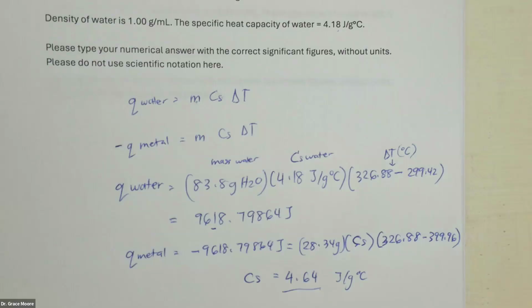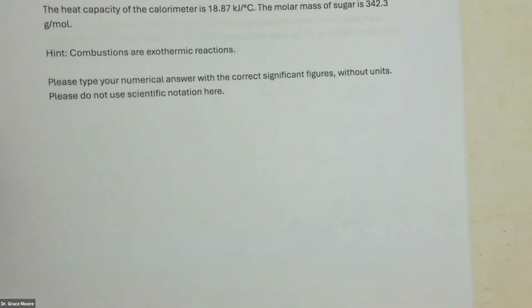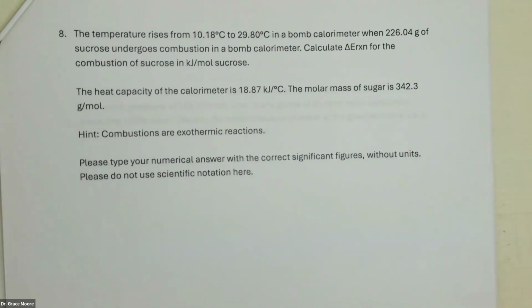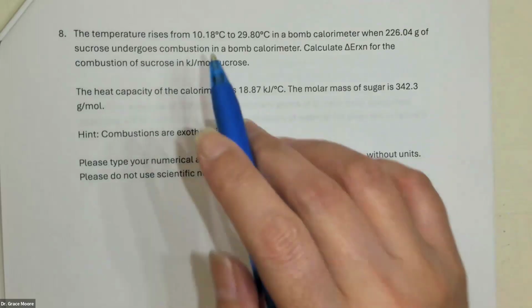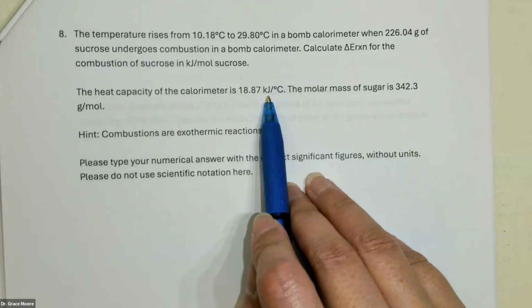All right, let's keep moving. Number 8. This is a bomb calorimeter question. Bomb calorimeter where they take sucrose and they burn it. And then the sucrose combustion is exothermic. So it will be a negative reaction heat. And then the bomb calorimeter absorbs that heat and it raises in temperature. And then they give you the heat capacity of the calorimeter is this number.